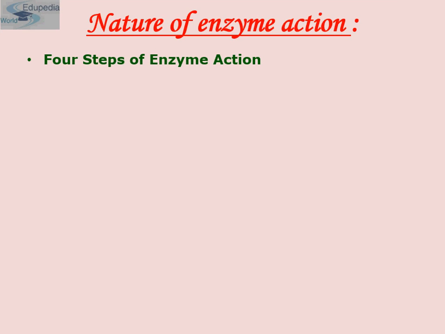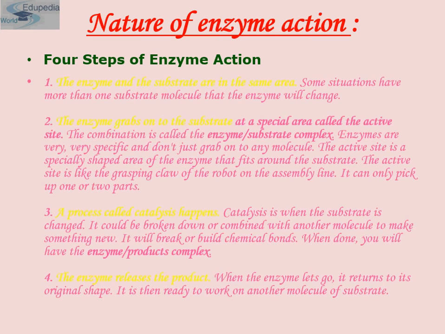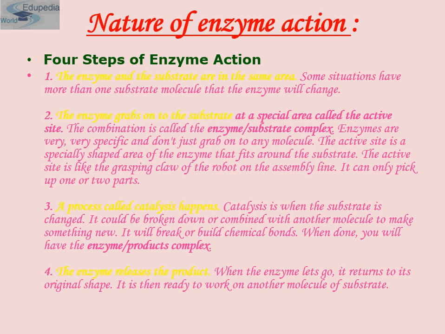Nature of enzyme action. There are 4 steps involved in enzyme action. First, the enzyme and the substrate are in the same area. Some situations have more than one substrate molecule, then the enzyme will change. Second, the enzyme grabs onto the substrate at a special area called the active site. One such pocket is the active site. An active site of an enzyme is a crevice or pocket into which the substrate fits. Okay. Thus, enzymes through their active site catalyze reactions at a very high rate.